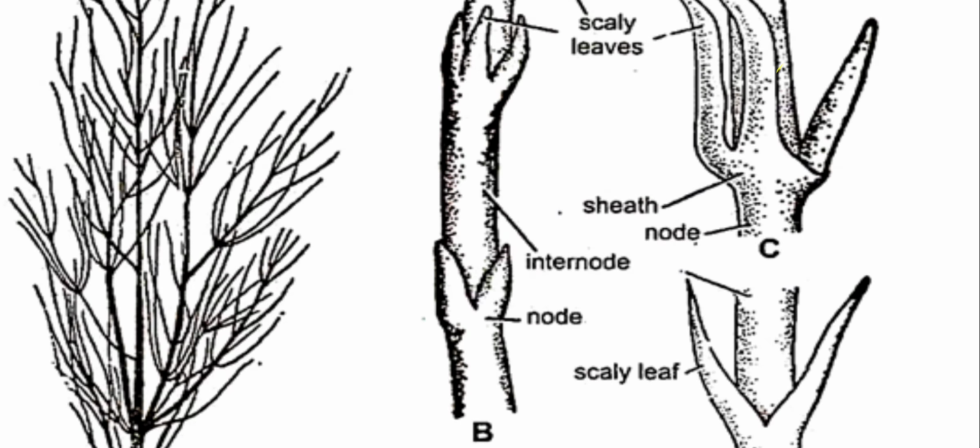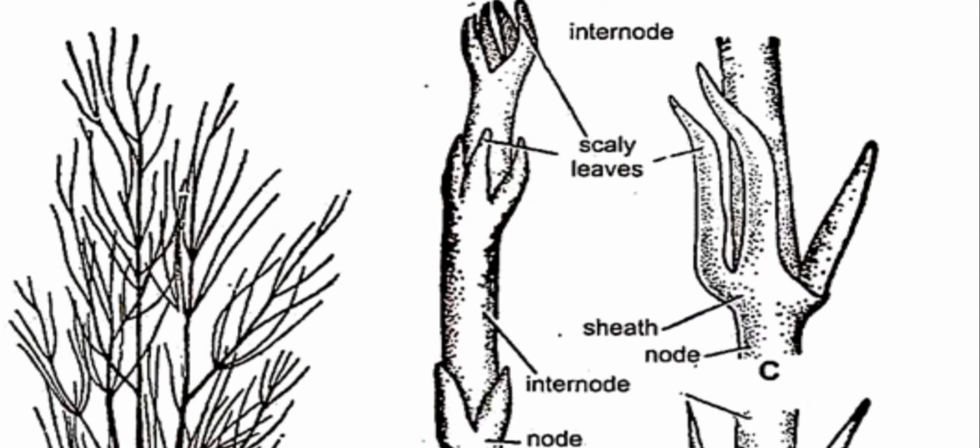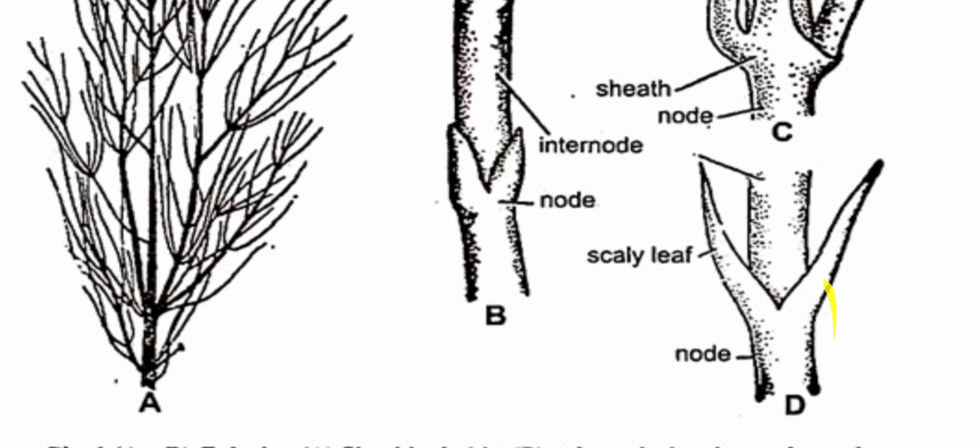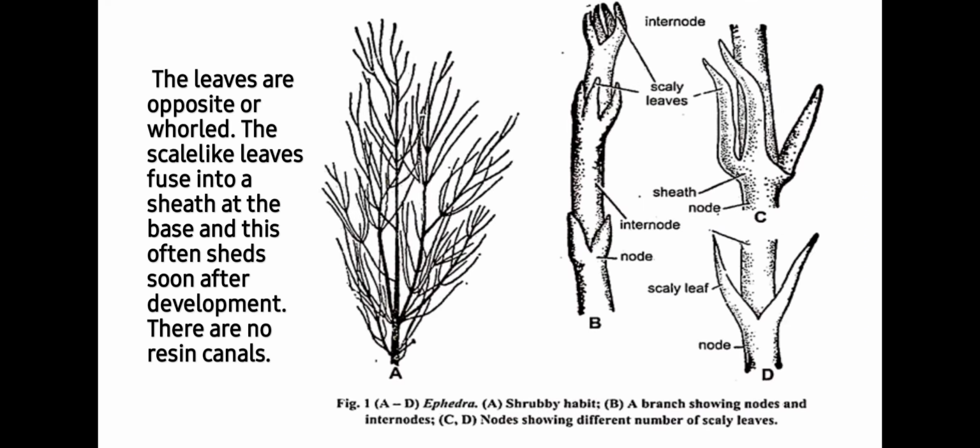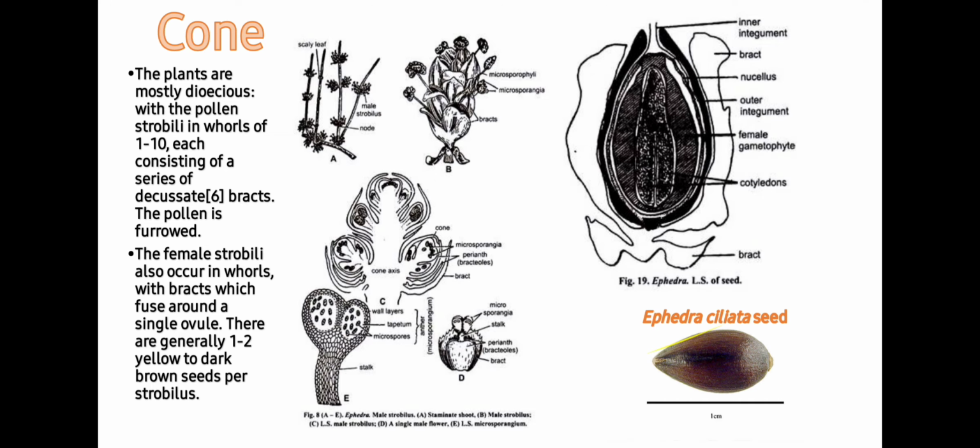Students, you can see here scale leaves which are present at the nodes, and at the base they are fused to form a sheath. As leaves are opposite or whorled and the scale-like leaves fuse to form a sheath at the base, which is often shed after development. There are also no resin canals.